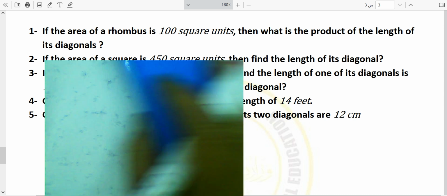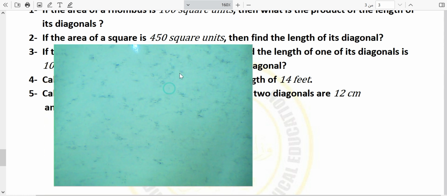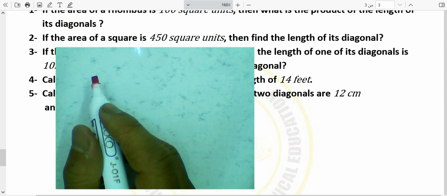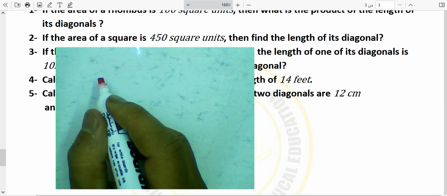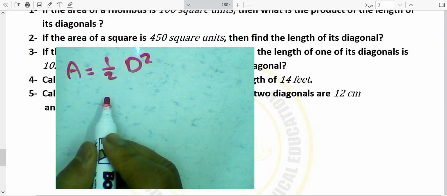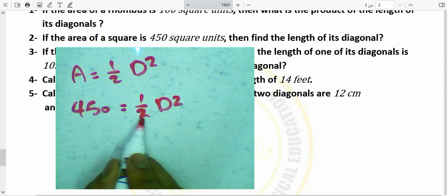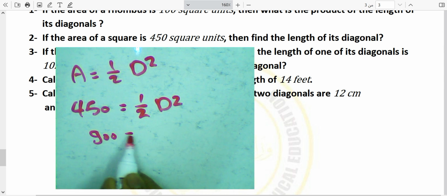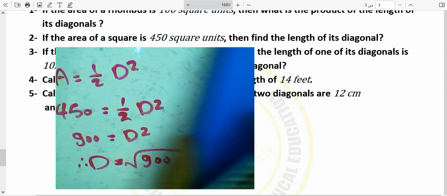Okay. Next question, number 2. If the area of a square is 450 square units, then find the length of its diagonal. Okay, we know in a square the two diagonals are perpendicular and equal in length. You can find the diagonal by the rule: area equals half times diagonal squared. The area was 450, equal to half times diagonal squared. Then 2 times 450 is 900, equal to the diagonal squared. Then the diagonal will be the square root of 900, which equals 30 units. The result will be 30 units.